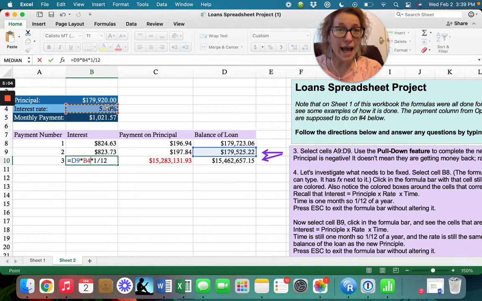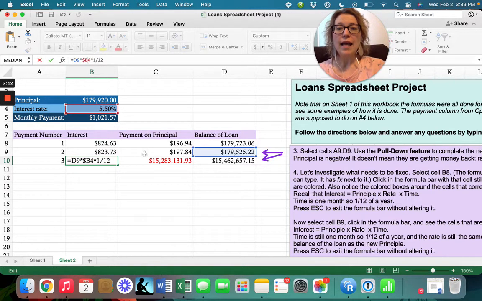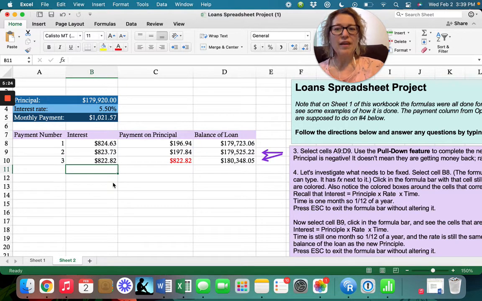I'm going to use an absolute cell reference. To do that, I put in a $ sign before the letter and a $ sign before the number. So my current balance times the rate times the time, that's good. I'll press return. That looks much better.